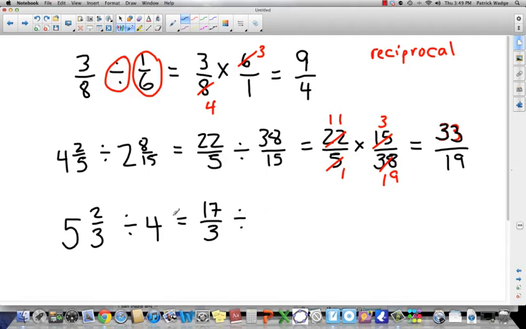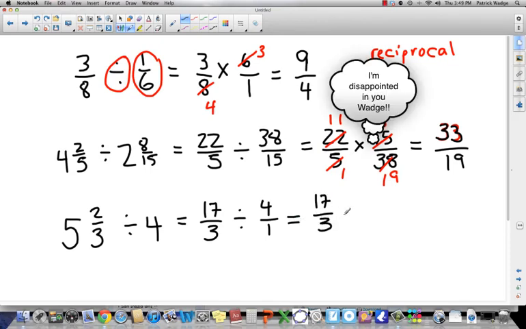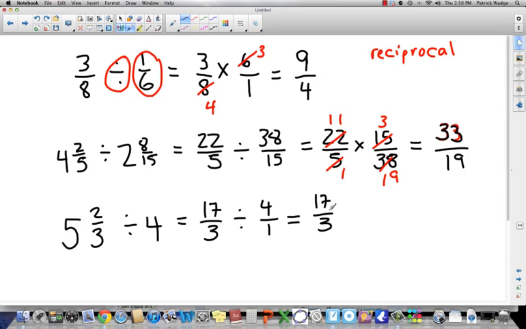I'm going to keep the dividing sign and ask myself, what's 4 as a fraction? Because I need that to be a fraction. Well, it's 4 over 1. Now I'll do the flipping step. I think we have less chance to make mistakes if we do it in 2 steps like this. And come on, it doesn't take that much more work. Okay, keep the first fraction the same, 17 over 3. Dividing sign becomes the times sign. Reciprocal of 4 over 1 is 1 over 4.